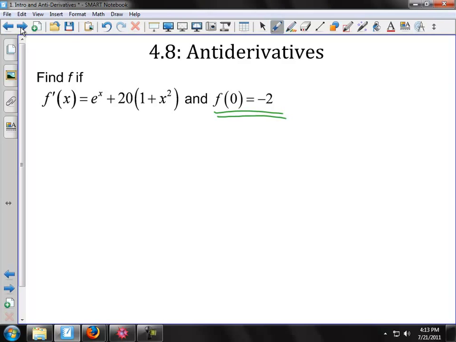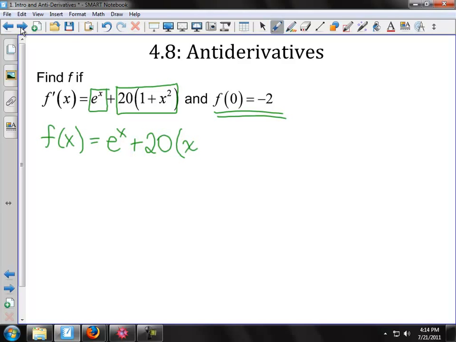So first, we have separated by addition the e to the x and the 20 times 1 plus x squared. The antiderivative of e to the x is e to the x. Plus, and we have 20 times a function, so we can ignore the 20. And then the antiderivative of 1 plus x squared: the antiderivative of 1 is x, and the antiderivative of x squared is x cubed over 3. Bump up the power by 1 and divide by it.